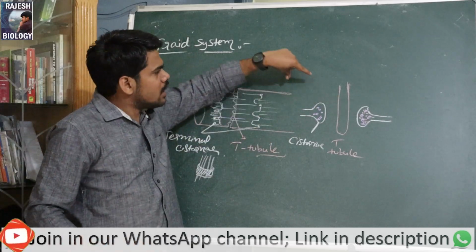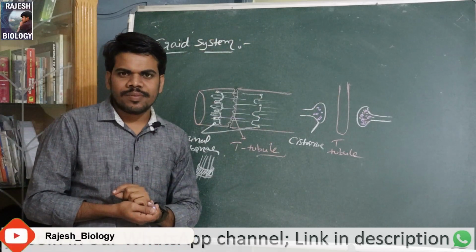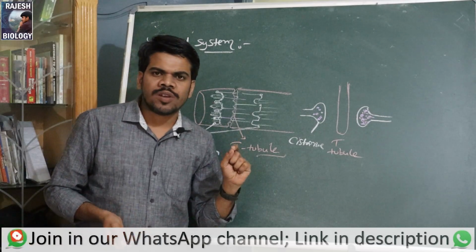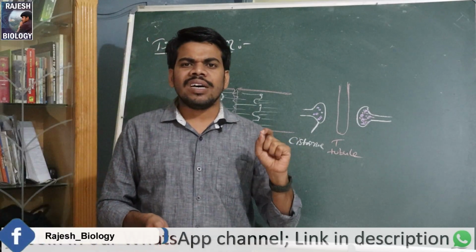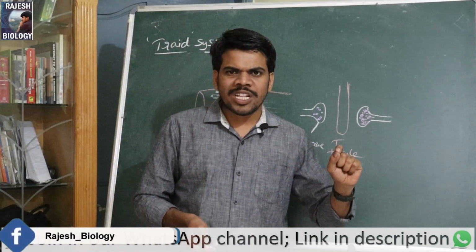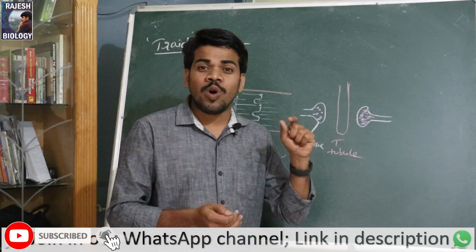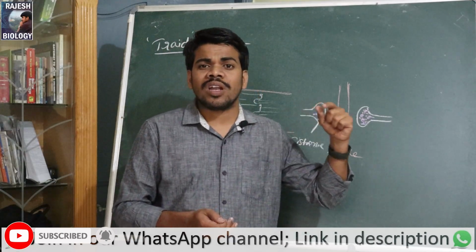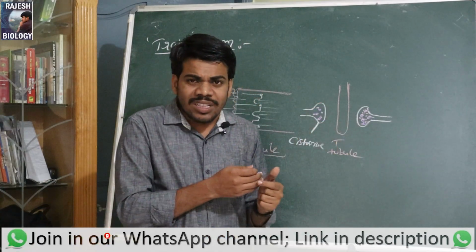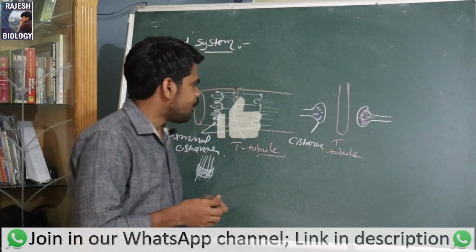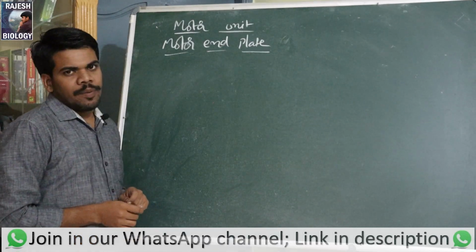These three together are called the triad system. Most of the calcium ions are present in the terminal cisternae of the sarcoplasmic reticulum. Now we will discuss what a motor unit is and what a motor end plate is, and the difference between these two.